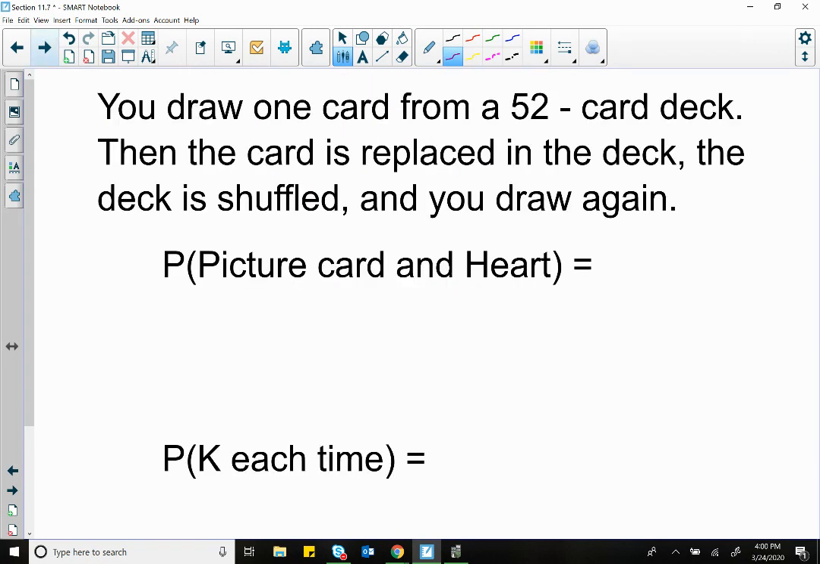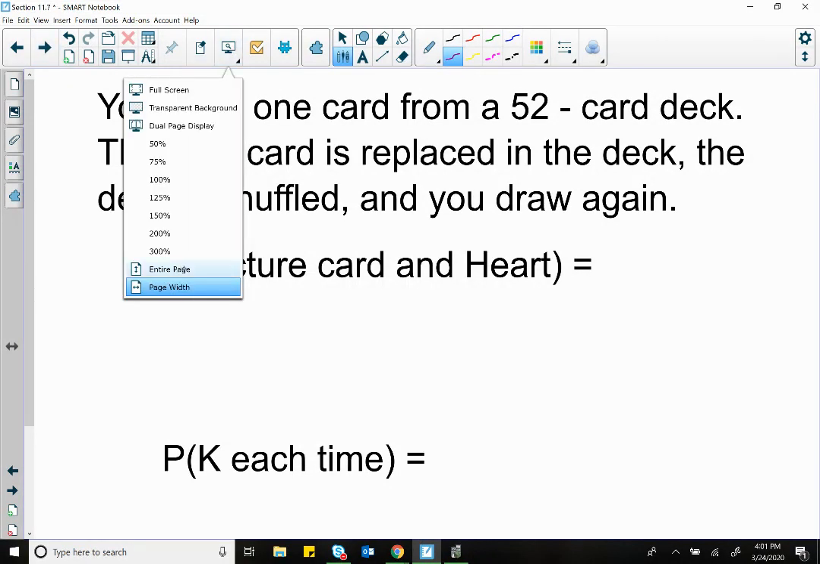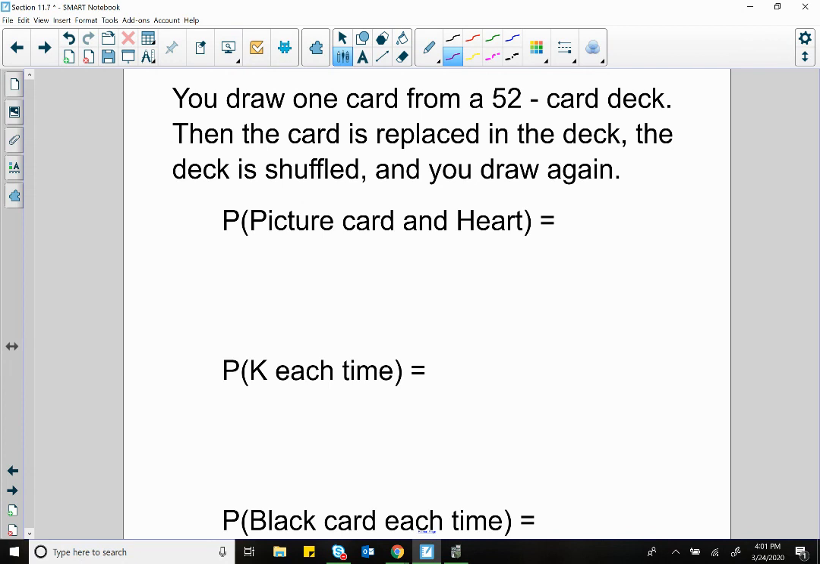All right, so this time you draw one card from a 52 card deck. Then the card is replaced, the deck is shuffled, and you draw again. So on this one, I've got 3 of these. Go ahead, pause the video, think about if this is independent or dependent, and then find me the probabilities, and go.